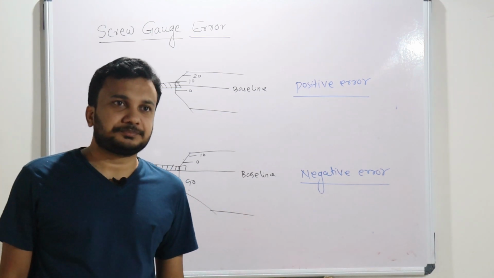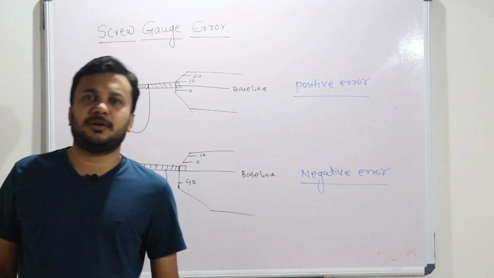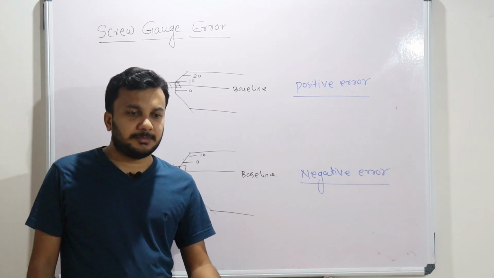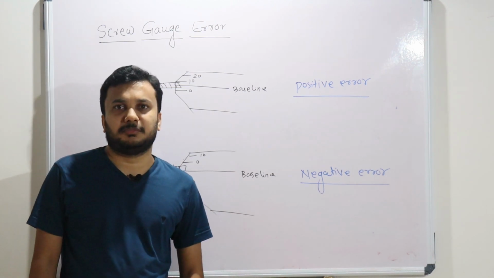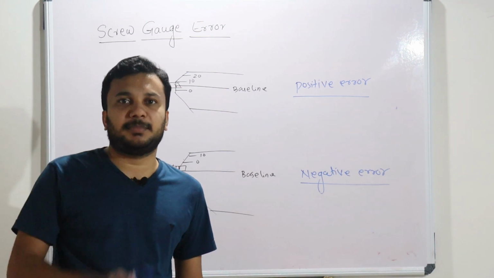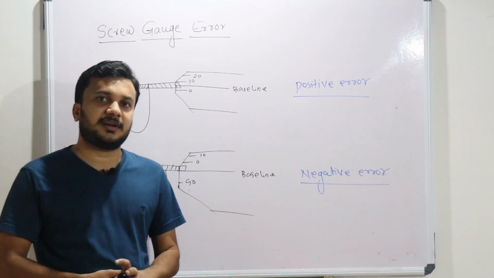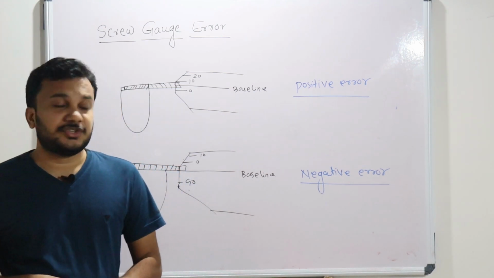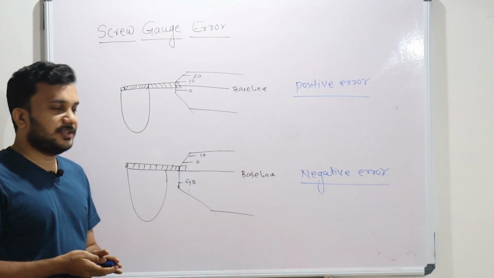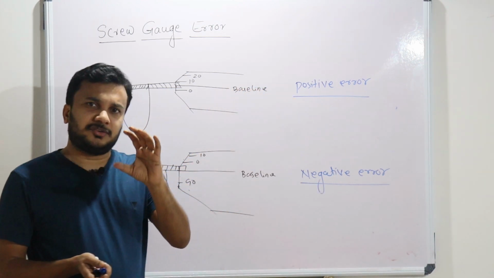I'll tell you one example. You all are using mobile phones. At some point of time, if you have bought a mobile phone and your touch screen is not working, you will make a complaint, right? In the same way, there are chances of getting complaints. A very common complaint in a screw gauge, as you can see on the board, is positive error and negative error.